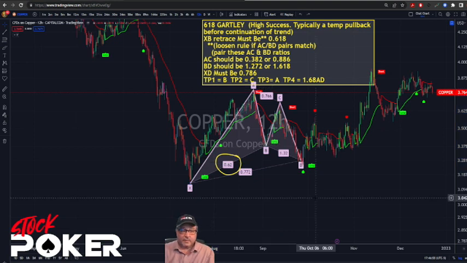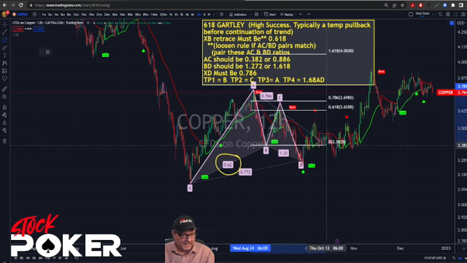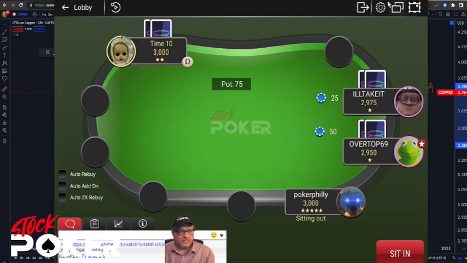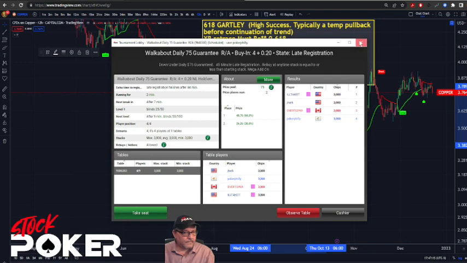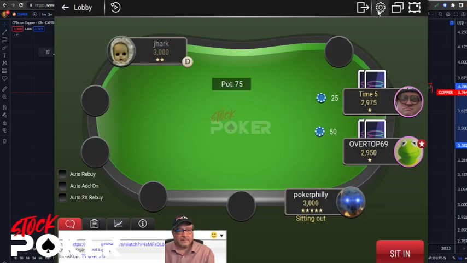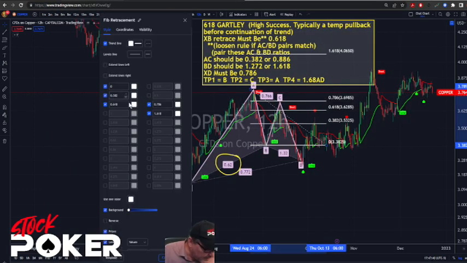Okay, and then on your next leg, your AC, this should be 382. When you pull this retracement, it ideally would be the... oh, sorry about that, guys. Let me turn off something here so that doesn't pop up anymore. It ideally should be the 382.